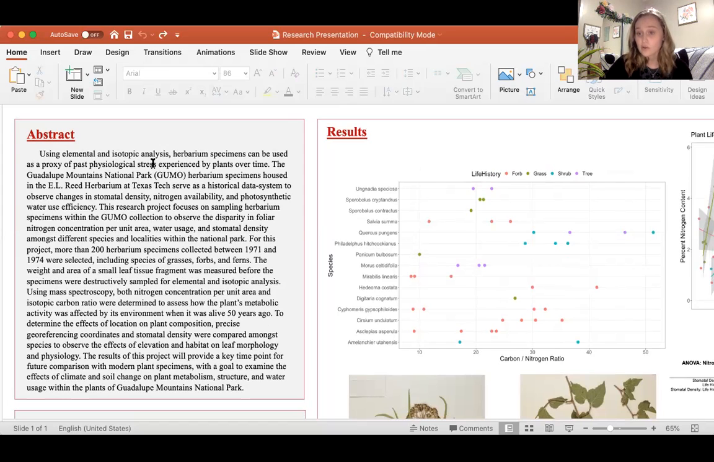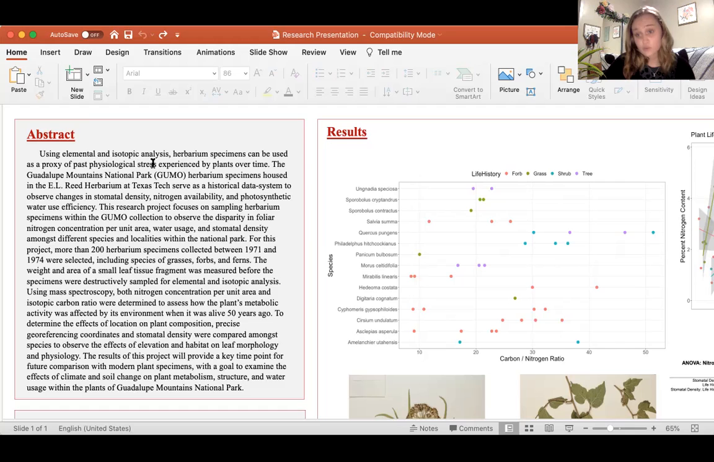And so what we are going to do, and what we have done, is we are using elemental and isotopic analysis, which is basically mass spectroscopy, to analyze the amount of carbon and nitrogen that these plants are using. Additionally, we are using morphological features to basically identify how plant plasticity has changed over time.